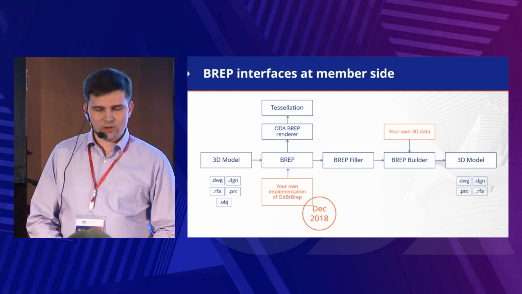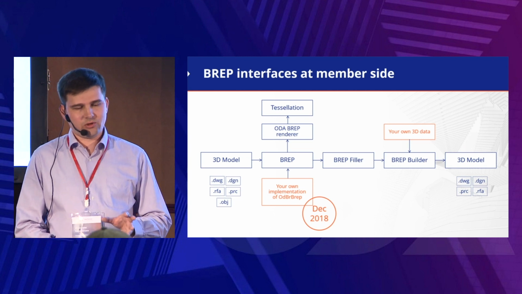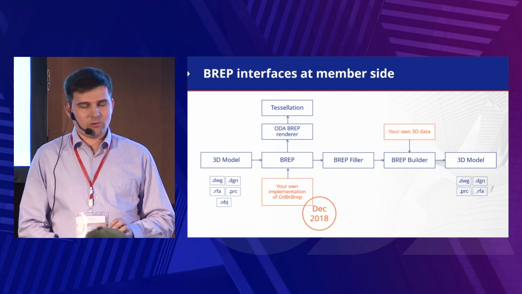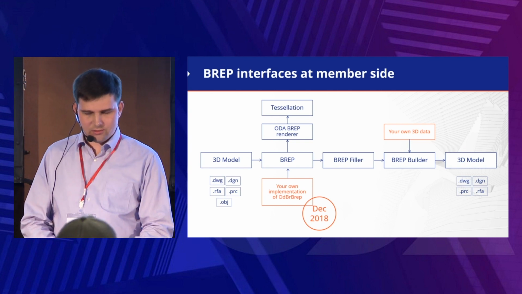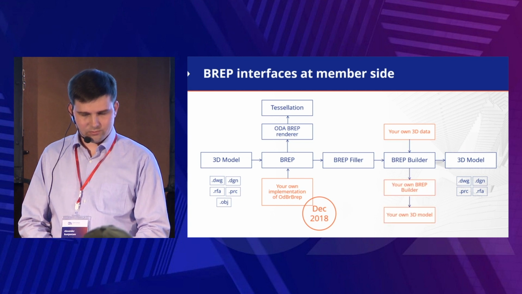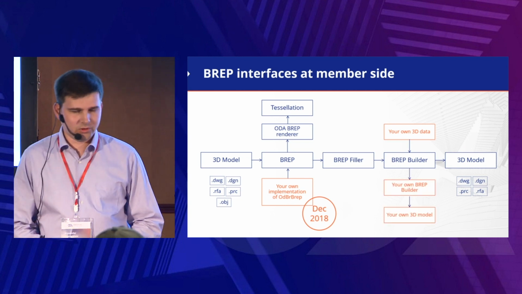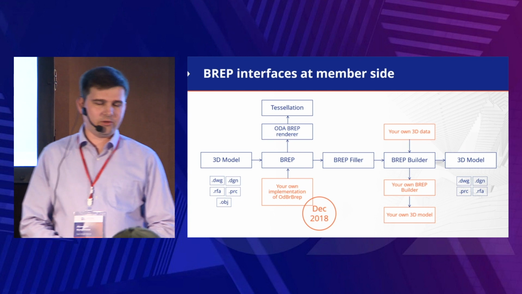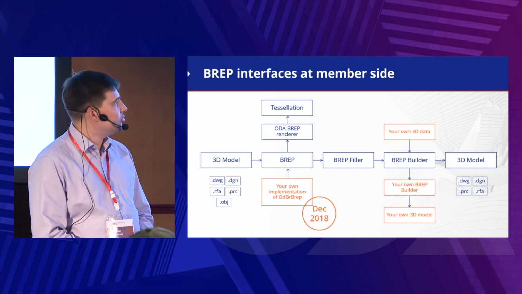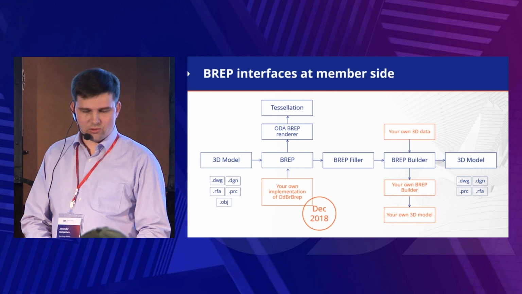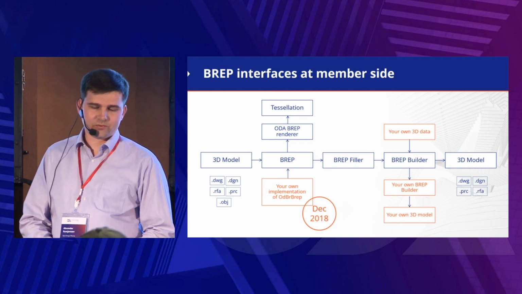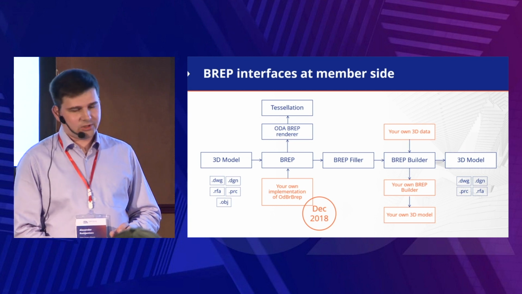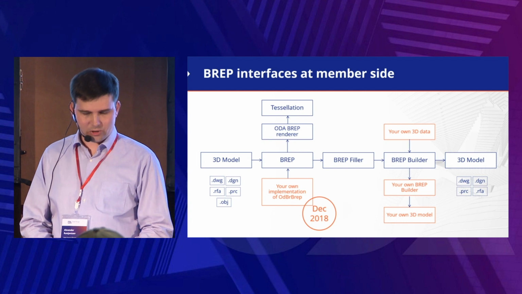The second way is using filler and BREP builder pair to convert a member side 3D model to a 3D model of one of the formats supported by ODA. Another way to use BREP builder at the member side is working directly with the BREP builder interface to convert own 3D data, not BREP-based 3D data. So in this way, a member is able to convert his own 3D data to ODA supported formats by using BREP builder directly.